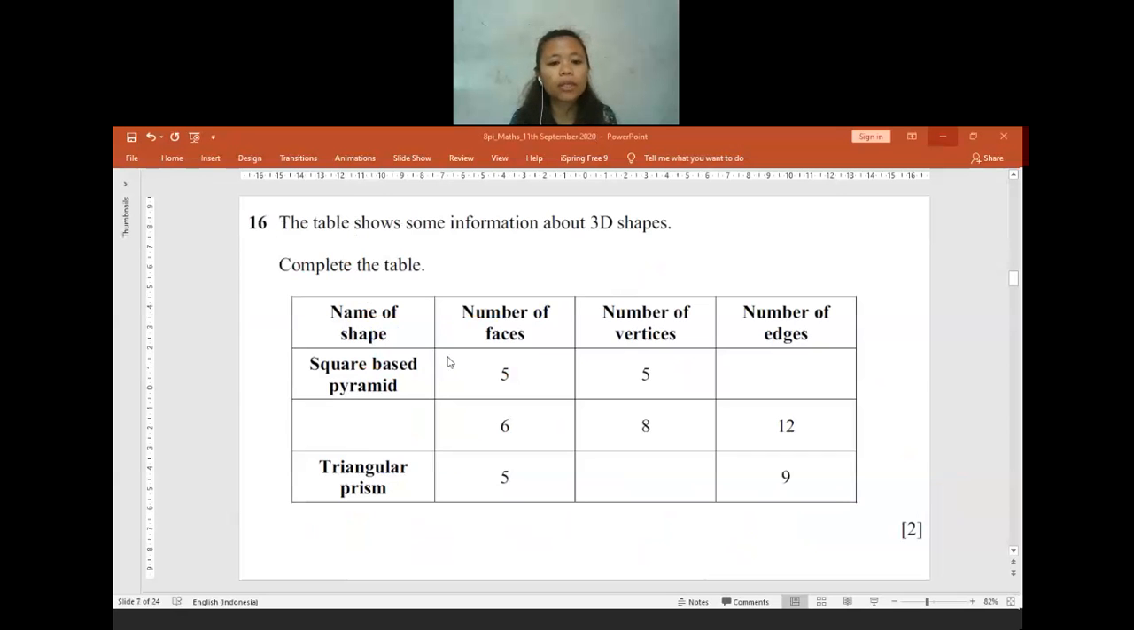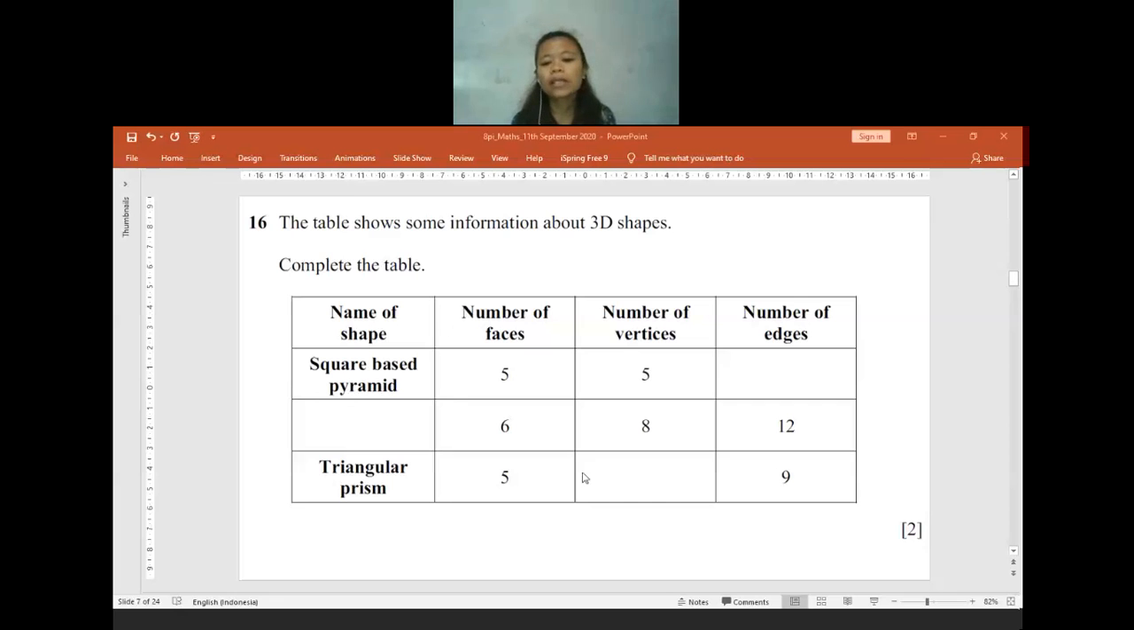Question 16 in here, we have some information regarding the characteristics of some 3D shapes. Now in here, we just have to complete the table. How many faces are there? How many vertices are there? How many edges are there? So now if we have a square base pyramid, yes, it will be 5 faces. We have the base and also the sides surrounding. So yeah, it will be 5. And now for the number of edges, how many edges will there be if we have a square base pyramid?